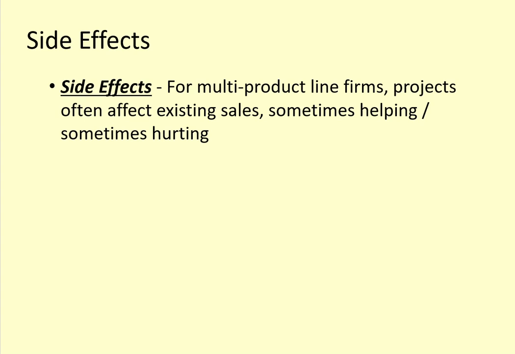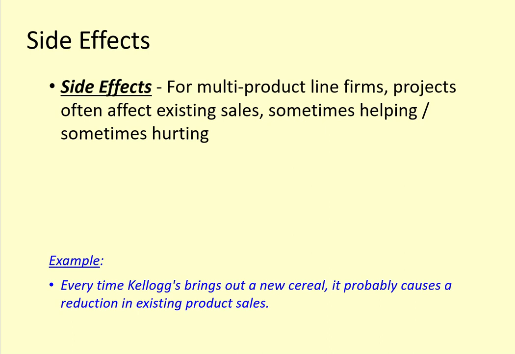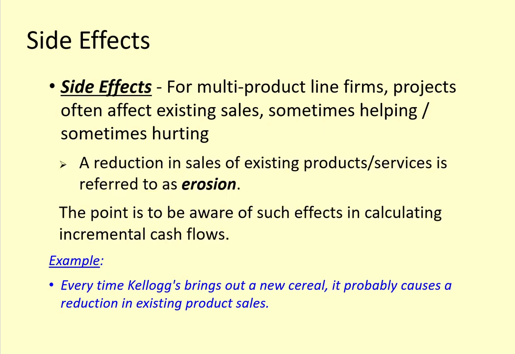Oftentimes, for firms that have multiple product lines, if we undertake one particular project or offer a new product, it might affect the existing sales of our current products. It could help or it could hurt. For example, every time Kellogg's brings out a new breakfast cereal, it probably causes a reduction in the existing sales of another breakfast cereal. We refer to this reduction in existing sales as erosion, and we want to be sure we include that. The point is, of course, we want to be aware of the effects of positive and negative side effects when we evaluate a project's incremental cash flows.